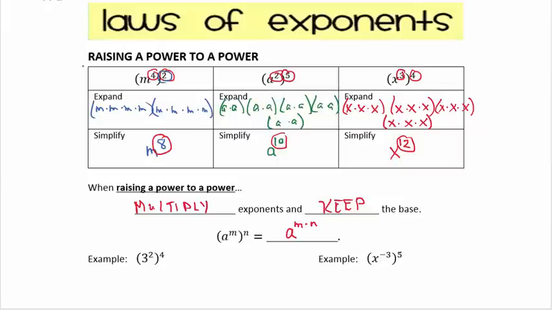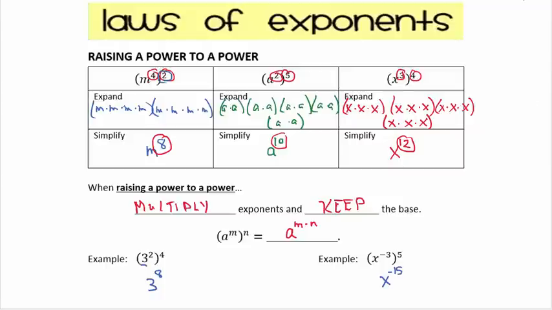Okay? So let's do our examples here. I have 3 as my base. It's raised to the 2nd, and that's raised to the 4th, so that's a power raised to a power. So I multiply. 2 times 4 is 8. And over here, x is my base. I have a power raised to a power. Negative 3 times 5 is negative 15. Now that negative in the exponent, we don't know a whole lot about that yet. We're going to learn about that in tomorrow's lesson.